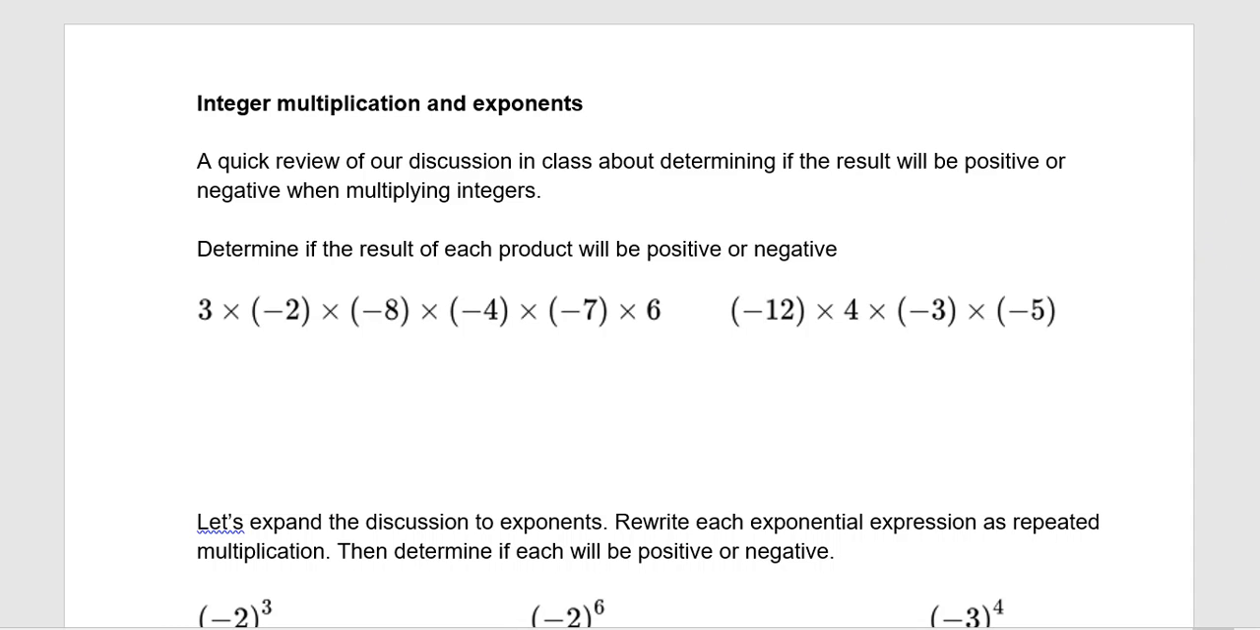Okay, so we're going to pick up where we left off with regards to our conversation of multiplying numbers that are a combination of positive and negative. We should be able to quickly tell, without actually doing the calculation, whether an expression made up of multiplication and/or division is going to give us a positive or a negative outcome.